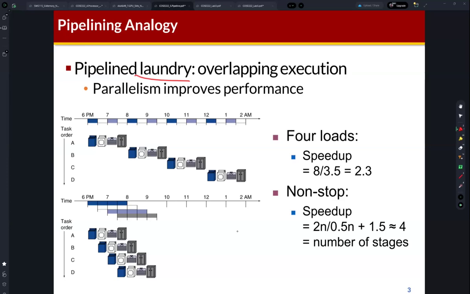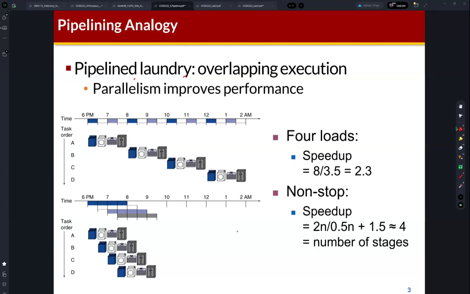For this laundry process, let us assume that it is composed of 4 steps, right? So we need to use the washing machine, then the dryer, then we need to fold the clothing, then we need to store the washed clothing. So there are 4 steps, and let us assume that each step takes 30 minutes, so just half an hour.